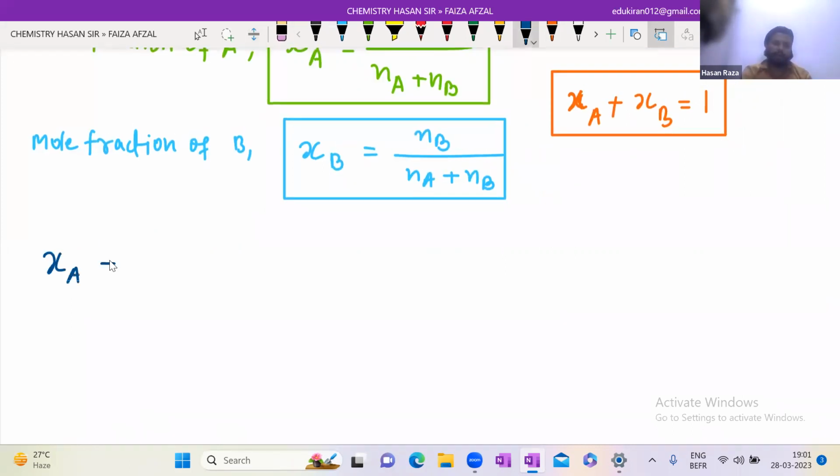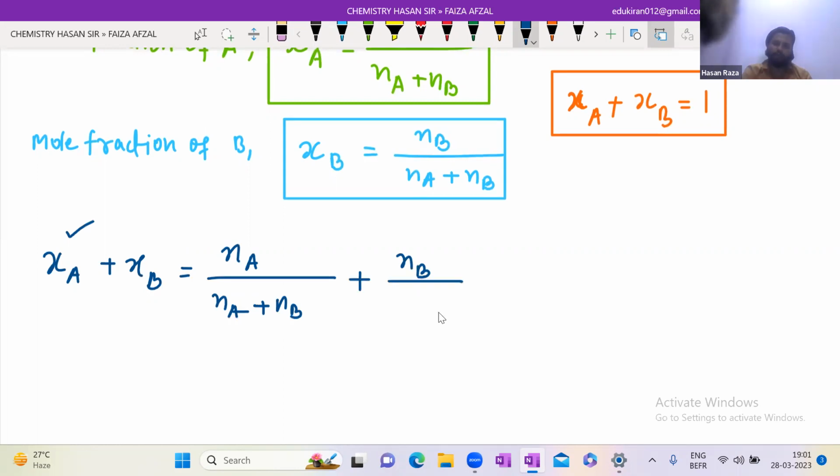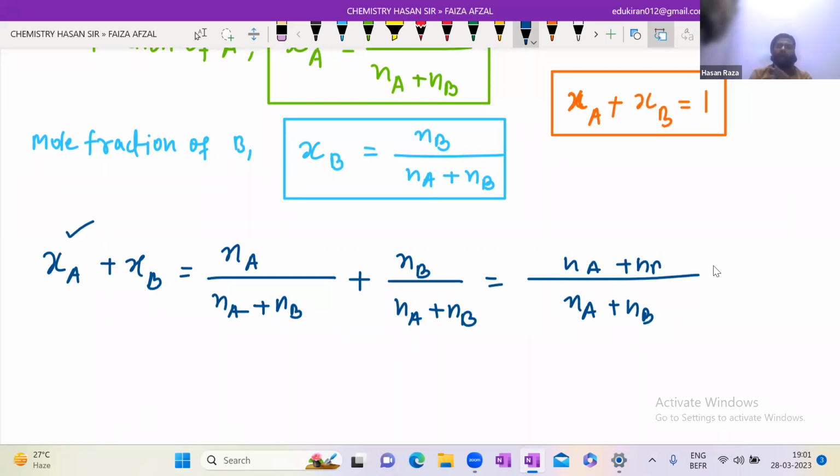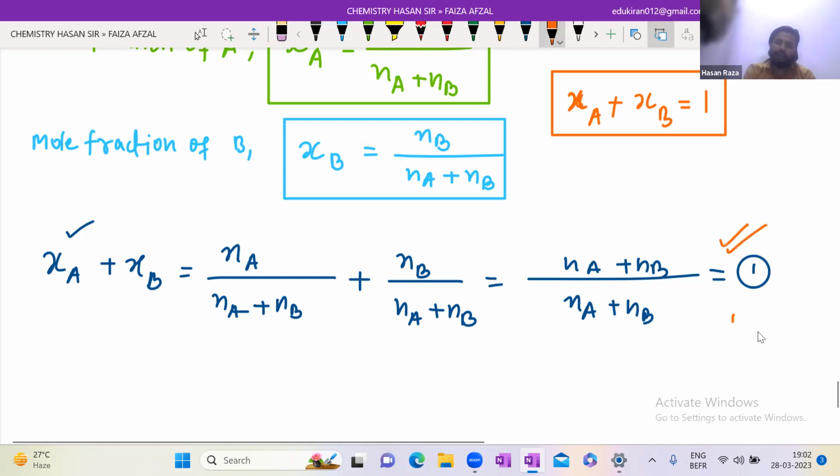If I write chi A plus chi B, you know the value of chi A will be equal to number of moles of A upon number of moles of A plus number of moles of B. And the value of chi B will be equal to number of moles of B upon number of moles of A plus number of moles of B. The LCM of this will be Na plus Nb, and then you can easily simplify it and you will get 1. So if you add all the individual mole fractions present in the container, you will get a value of 1 or unity. Is that clear?